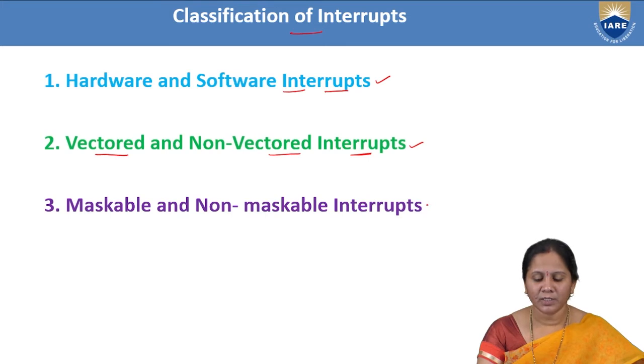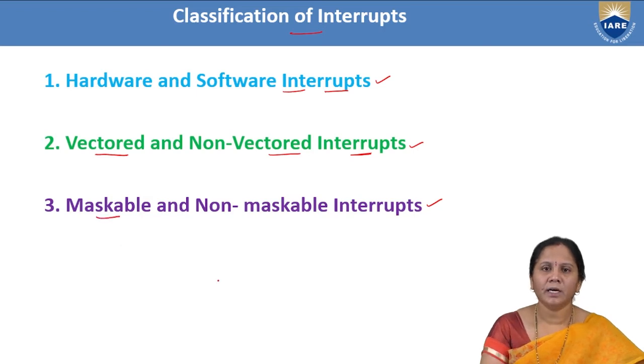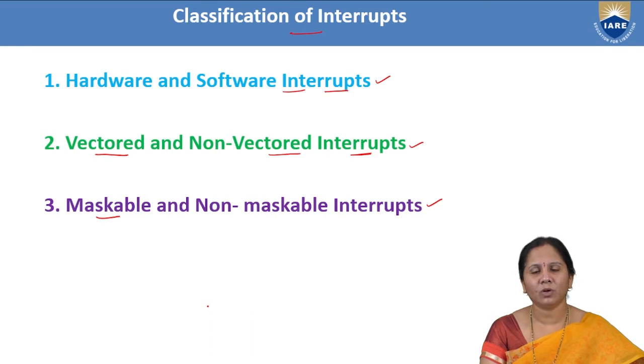Next classification is maskable and non-maskable interrupts. Maskable interrupts means the interrupts that can be disabled. That means whatever interrupts are coming through the INTR pin of the 8086 microprocessor are called maskable interrupts, the interrupts that can be disabled, that means the interrupts that can be ignored.